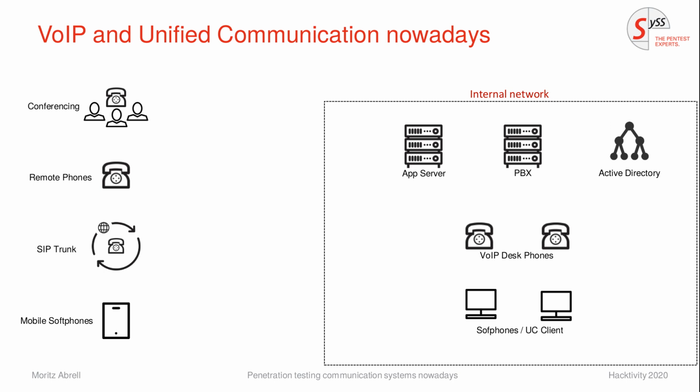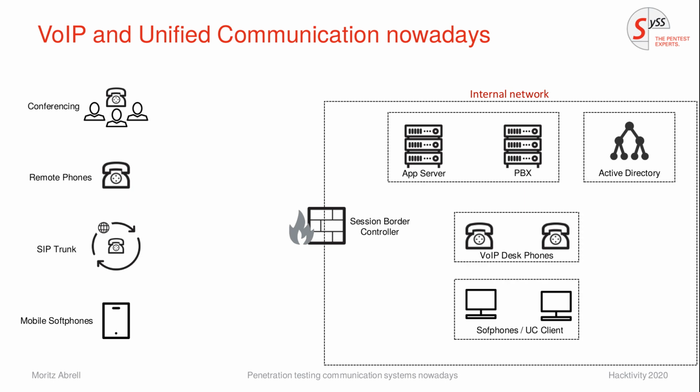But we want to keep our internal network secure and clean, so we implement a session border controller. It is a kind of voice application firewall. And finally, because we all hear these horror stories about man in the middle and eavesdropped calls, we separate our internal network to keep it secure.